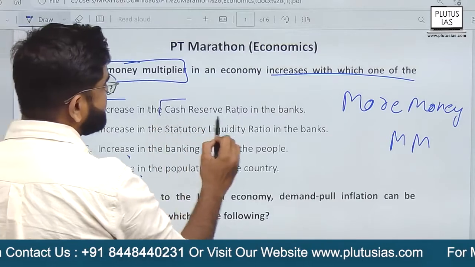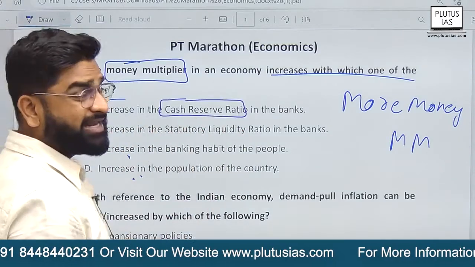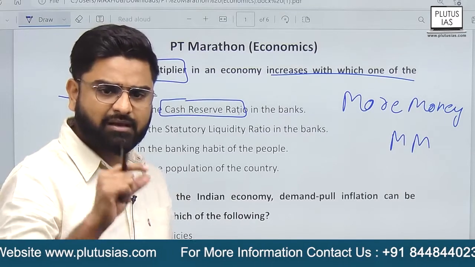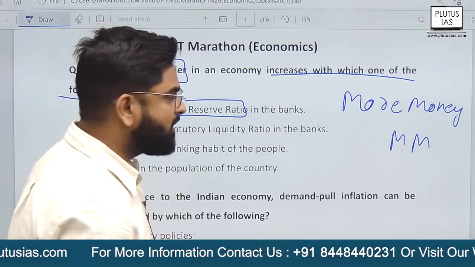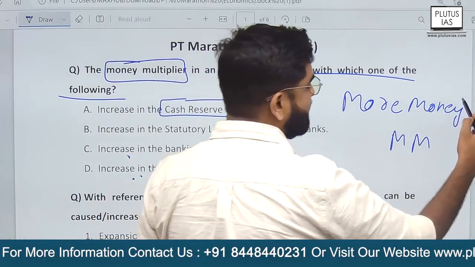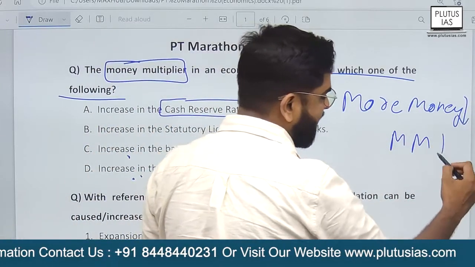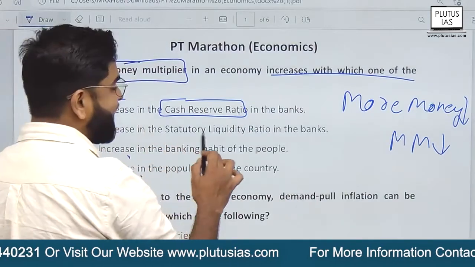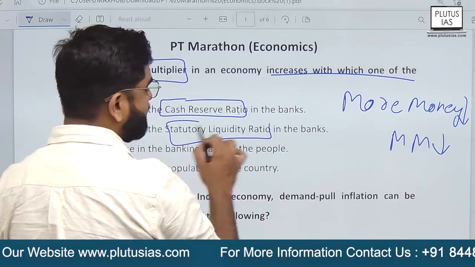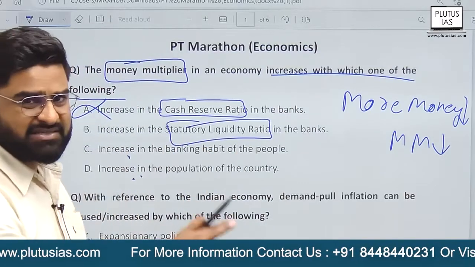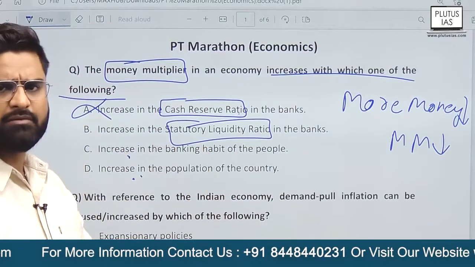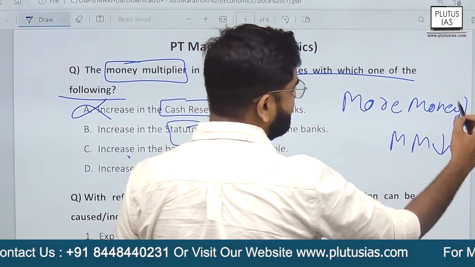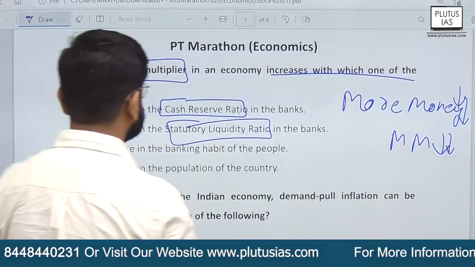First is increase in CRR, that is cash reserve ratio. The cash reserve ratio is the amount of cash that the banks keep with RBI. Simply, with CRR increasing, the money available to lend will decrease. So obviously MM will decrease. First statement is wrong. Second statement, increase in the SLR, that is statutory liquidity ratio. It is the amount of funds that the banks keep aside for safe deposit kind of thing. They may be used in some exigencies. So obviously it will decrease the money available, so MM will decline. So this is also wrong.